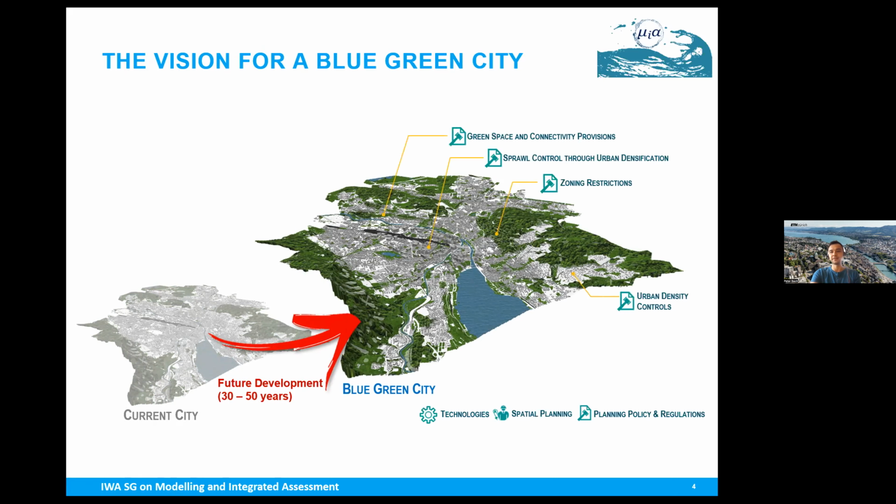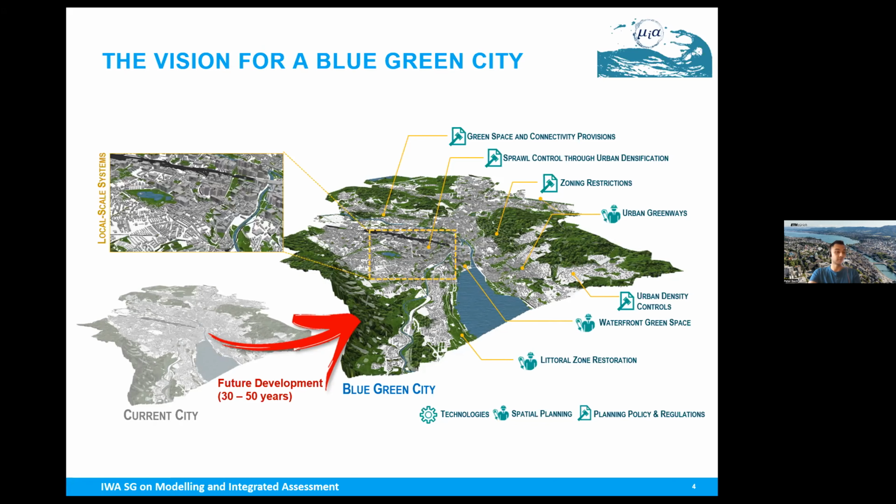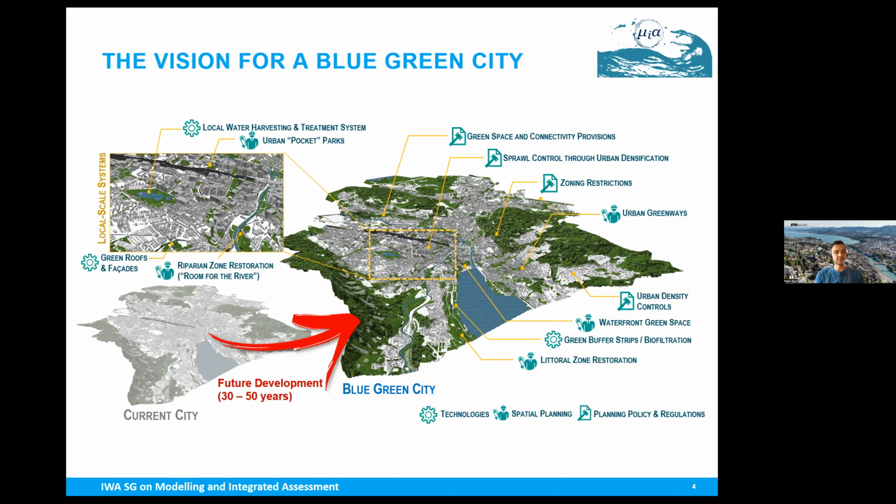And so you might have a future city which uses things like sprawl control or urban densification or restrictions to zoning in certain areas for large scale improvements, combined with a number of different planning approaches where we change the land uses to restore waterfront zones. We create urban greenways and green spaces. Also at the local scale, things like pocket parks or restoring riparian zones. And then finally, having all these big solutions in place, we then use technologies that we know from the stormwater sector, such as water treatment, harvesting, green roofs, facades, buffer strips, to then complement a lot of these systems.